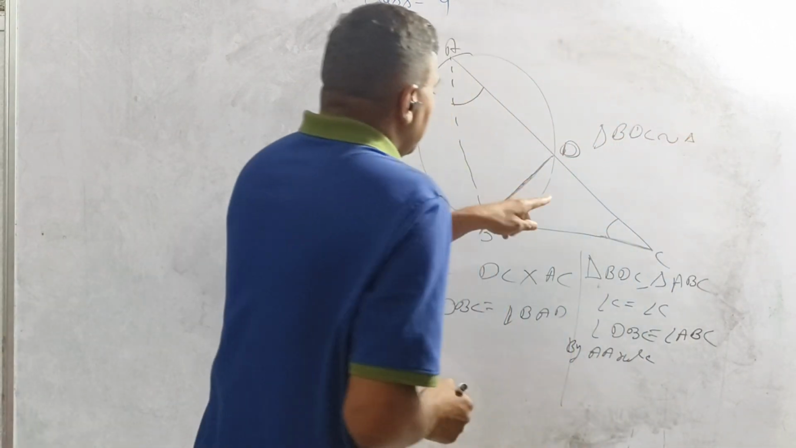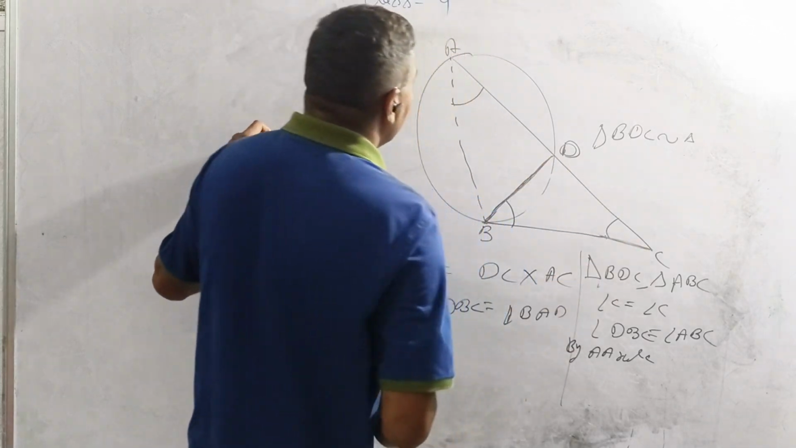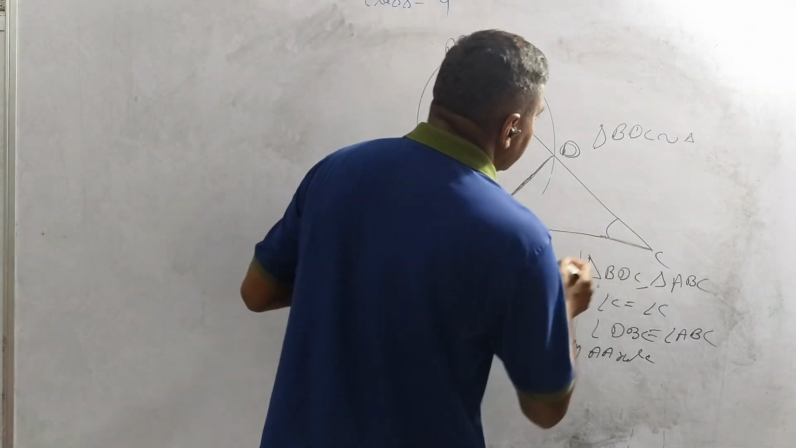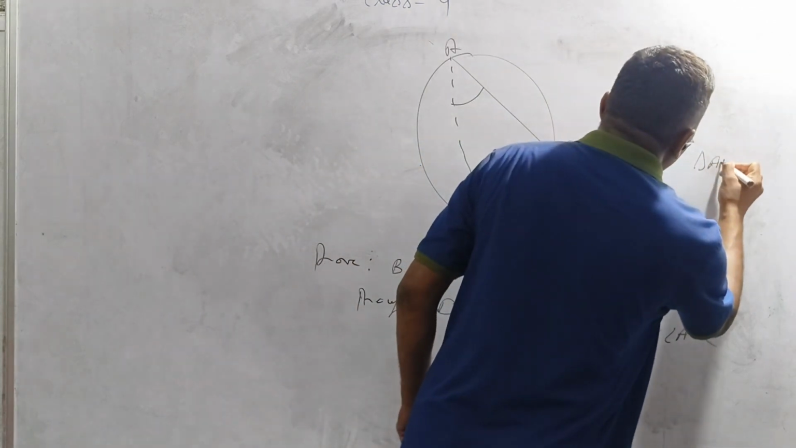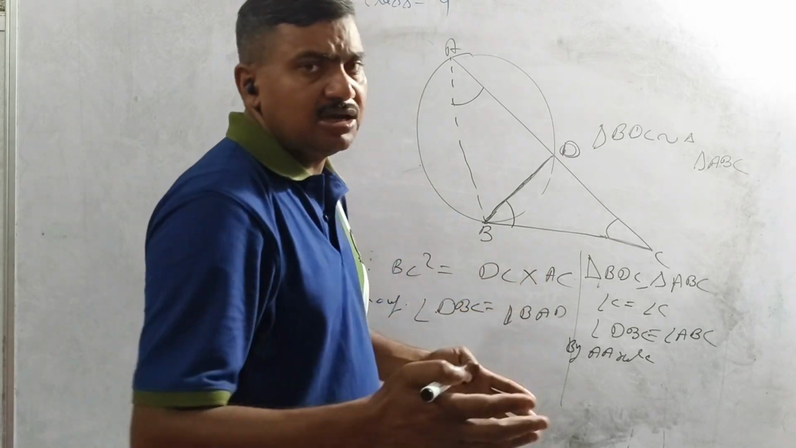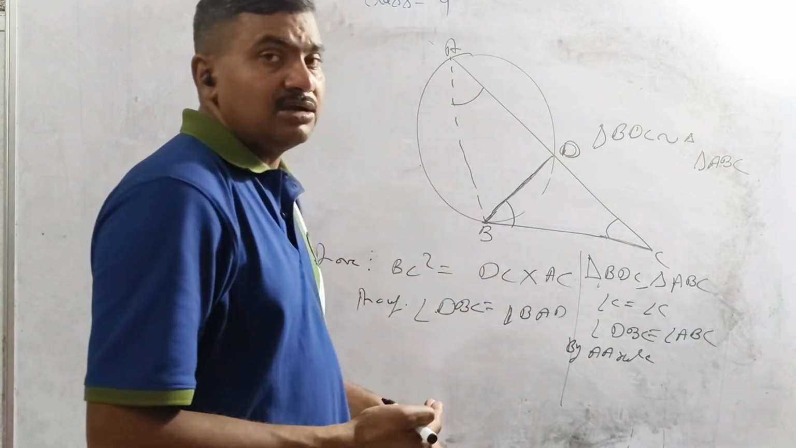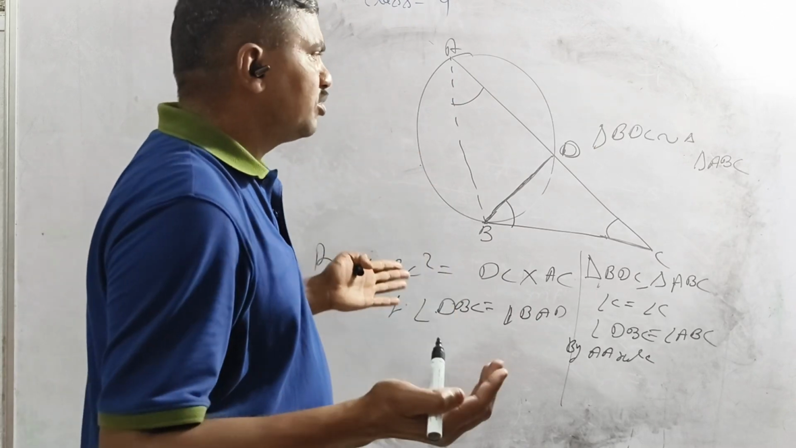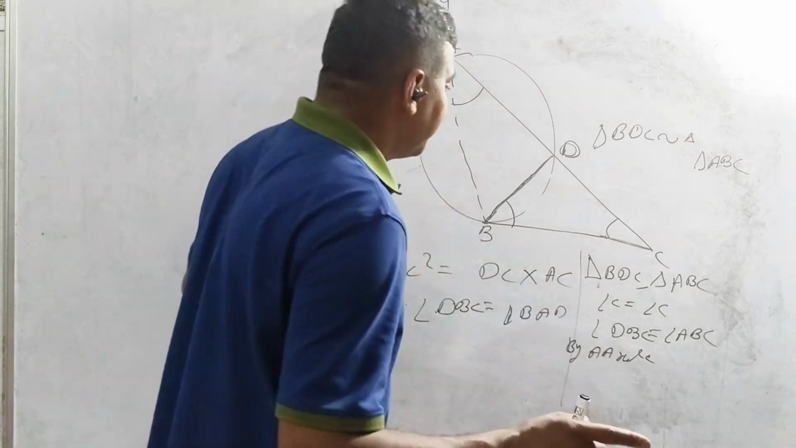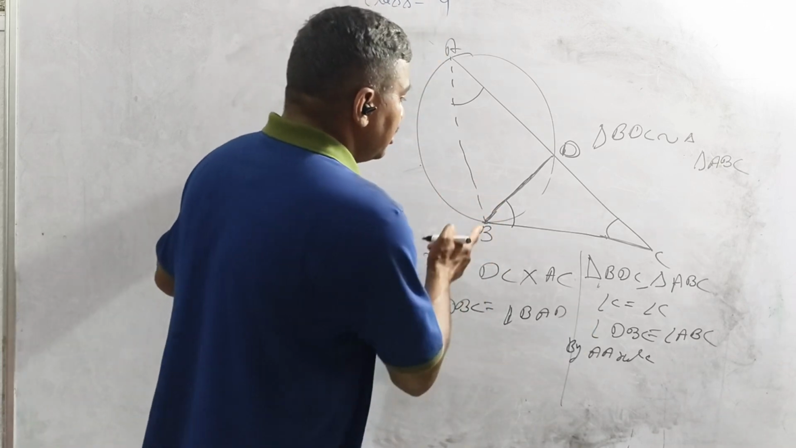Triangle BDC is similar to triangle ABC. I think you know how to name similar triangles. Naming matters; many students don't know how to name. So be careful. I will tell you something about how to name similar triangles.